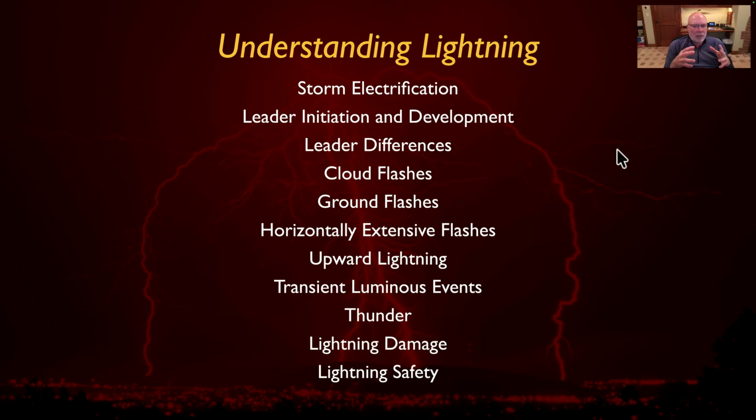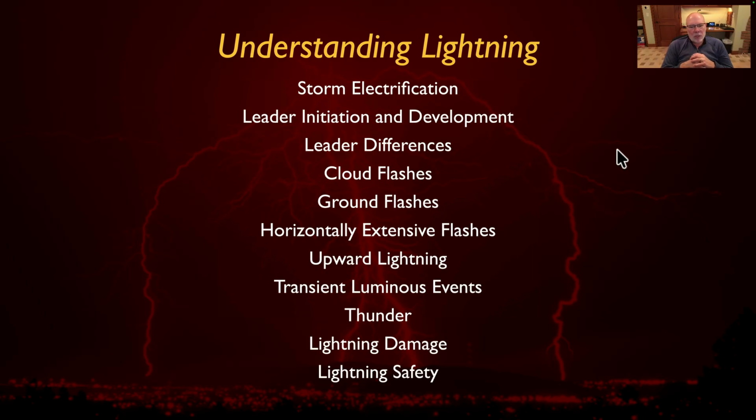Then we'll take a look at cloud flashes, which are the type of flashes that remain within the confines of the cloud, and in some cases will reach outside the actual cloud itself, but it doesn't touch the ground, so we classify those as cloud flashes. Then we'll look at ground flashes, in which one end of the bidirectional leader will touch the ground and cause what we call a return stroke.